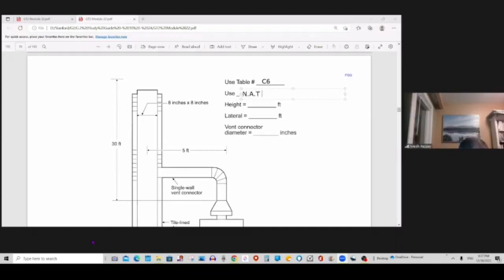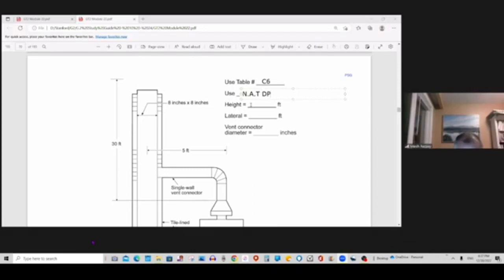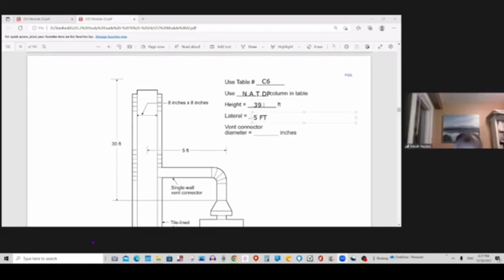And we go here, the same DP2, okay? Now, what's the height, sir? It's 30. 30 is the height. What's the lateral? It's 5. Okay. 30. Okay, I just wrote it 39.